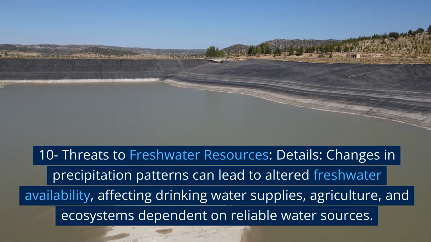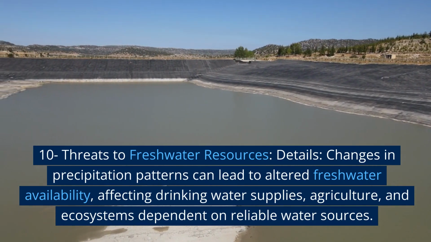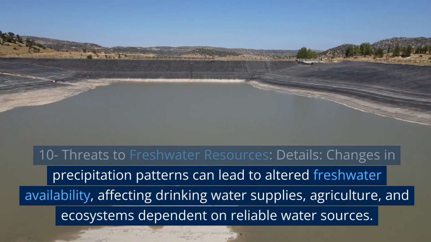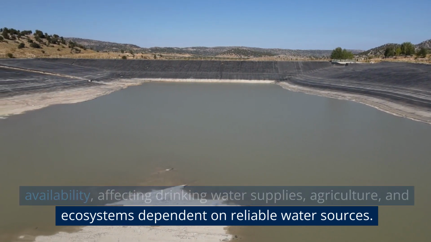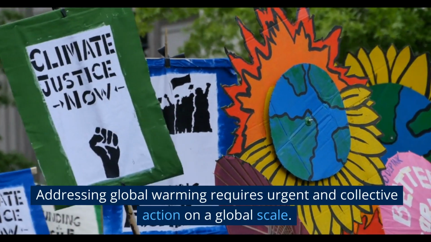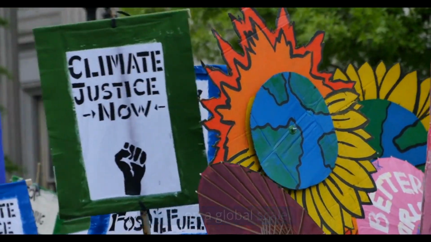Changes in precipitation patterns can lead to altered freshwater availability, affecting drinking water supplies, agriculture, and ecosystems dependent on reliable water sources. Addressing global warming requires urgent and collective action on a global scale.